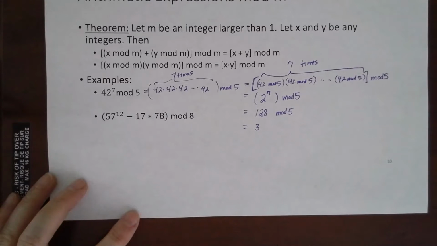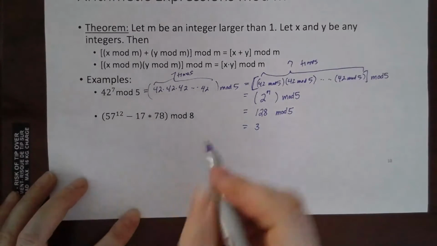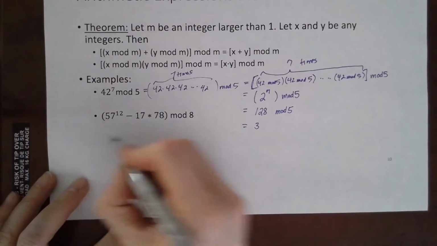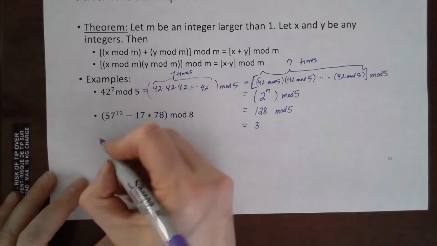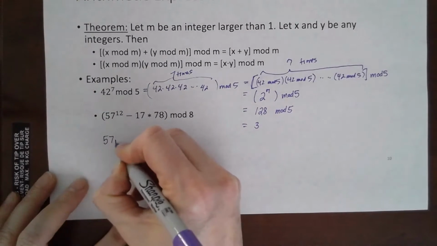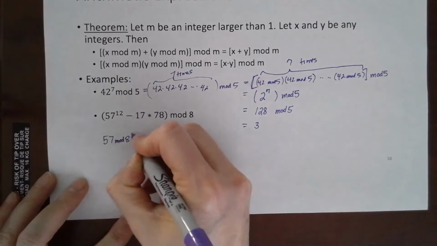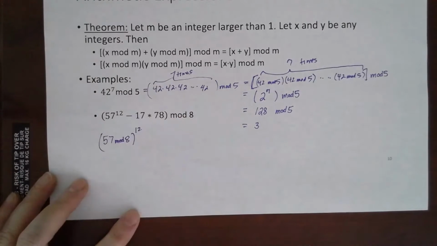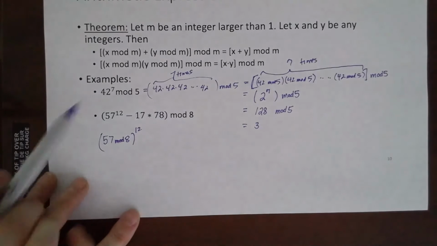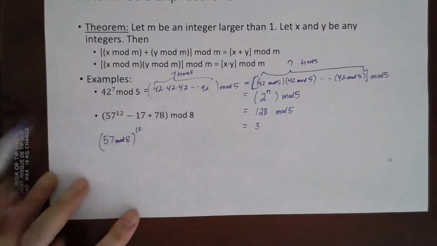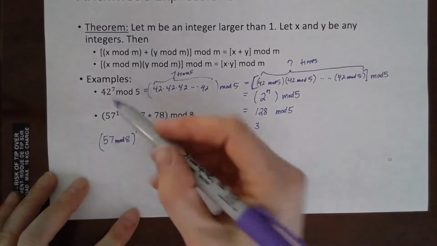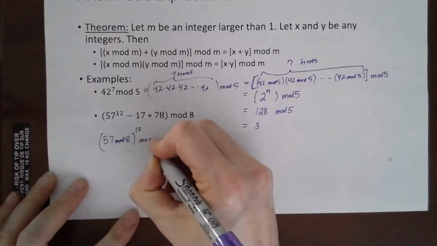Okay, so let's look at this next one. This is going to be a similar kind of situation. So we're going to do this. If I wanted to figure out what all of this was, mod 8, I would do the 57 mod 8 first, and then raise that result to the 12th power, just like I did back here. I did the 42 mod 5 and raised that to the 7th power. And of course I have to do mod 8 after this.